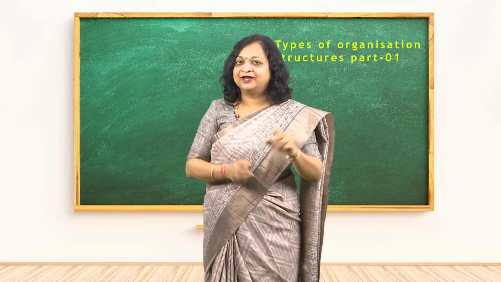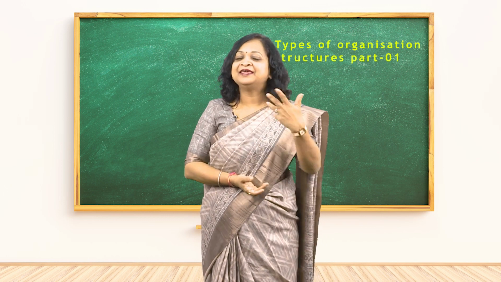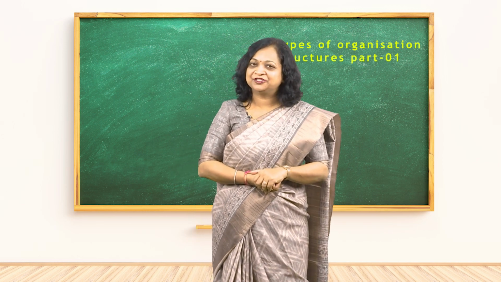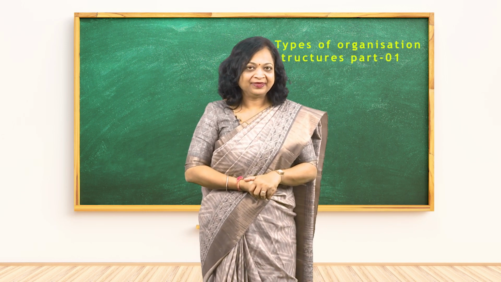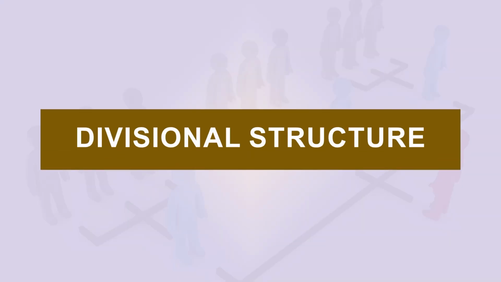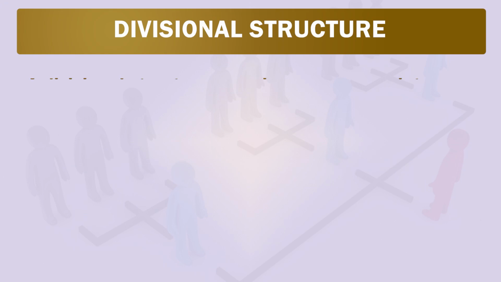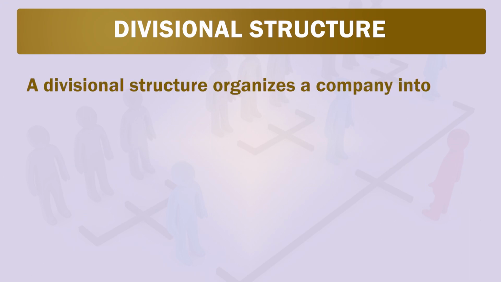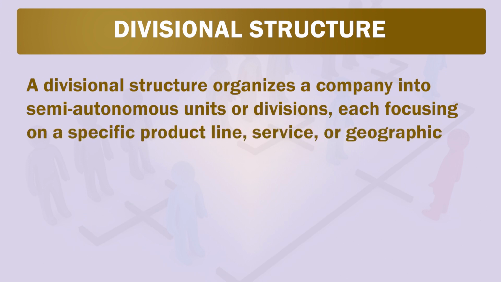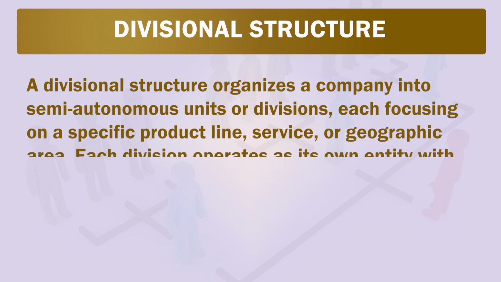I hope you are clear with the functional structure. Can anyone tell or think over what can be the second type of structure? Any guesses? Right, let me tell you, divisional structure is the second type of structure. Friends, a divisional structure organizes a company into semi-autonomous units or divisions, each focusing on a specific product line, service or geographic area.